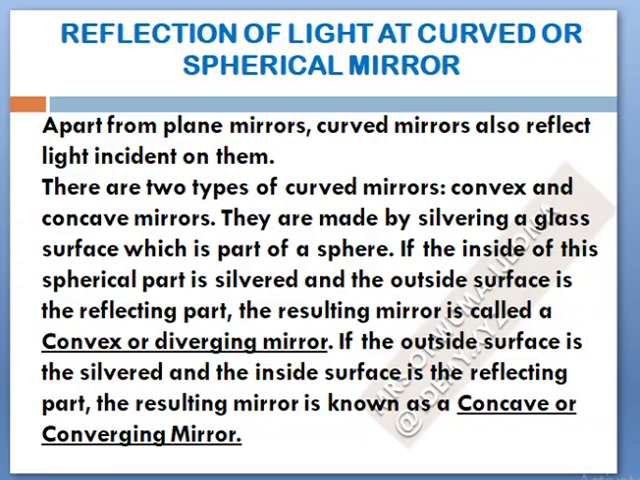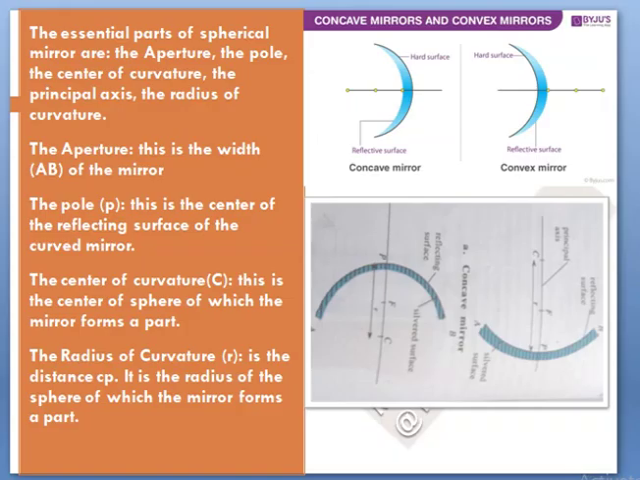Now, we go over to the essential parts of spherical mirror. You want to look at the parts that make up these spherical mirrors. Number one, we have the aperture. The aperture is the width, AB, of the mirror.